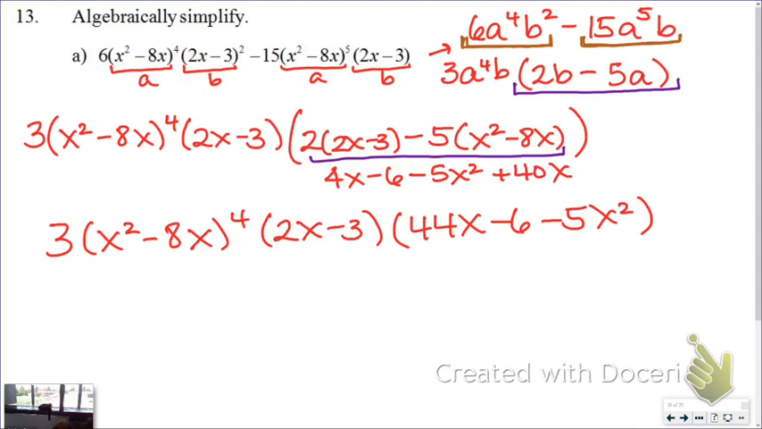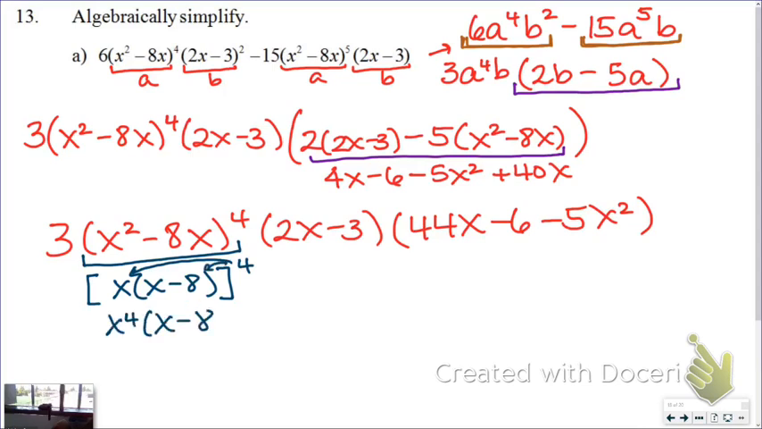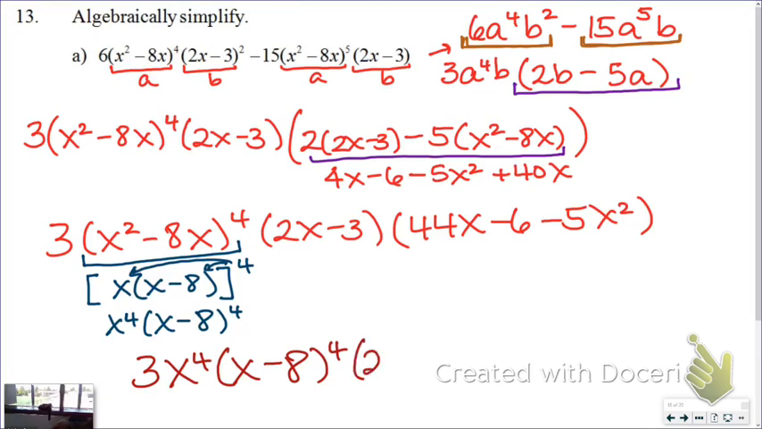Okay, lastly, this is a small detail, but a good thing to catch. You can take an x out of here. Now, this is like x times (x minus 8), all of that to the fourth. That means this is the same thing as x to the fourth times (x minus 8) to the fourth. So now my final answer is 3 times x to the fourth times (x minus 8) to the fourth times (2x minus 3) times (44x minus 6 minus 5x squared).